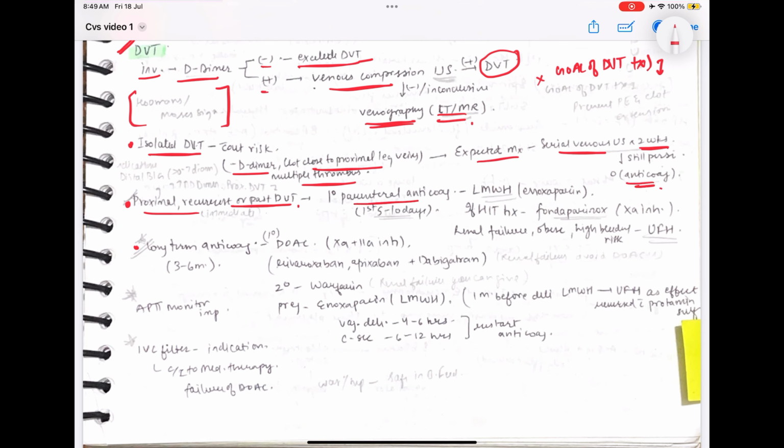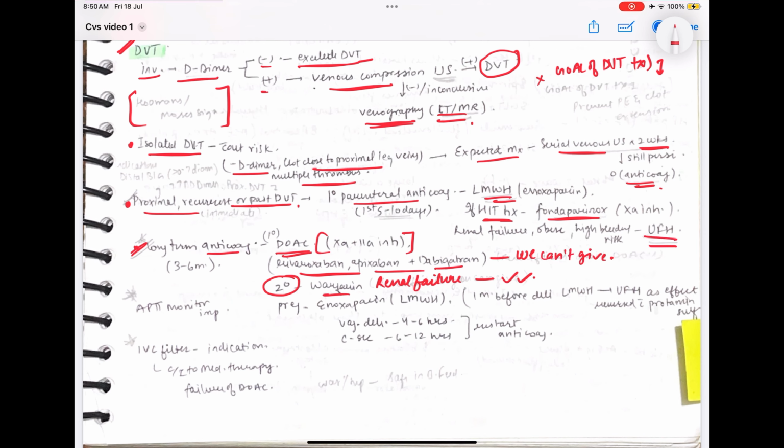Now if we are talking about proximal or recurrent or past DVT presence, then first thing is low molecular weight heparin. Then if there is heparin induced thrombocytopenia, then fondaparinux we'll have to choose. Otherwise, for renal failure, obese or high bleeding risk, then unfractionated heparin we'll have to choose. For the long-term anticoagulants, first is DOAC, that is factor 10A inhibitors, that is rivaroxaban or apixaban, and then second line is warfarin. So warfarin we can give in the patients with renal failure, and DOAC we cannot give in the patients with renal failure.